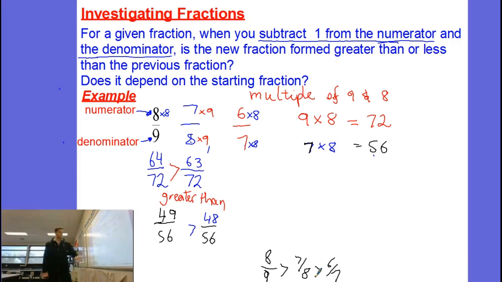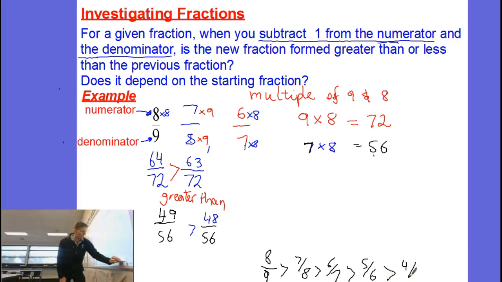So would that always occur? Would the next fraction, 5/6, be smaller and the previous one greater? And then would 5/6 be greater than a new fraction we formed, 4/5? This is something that I'm going to pose to you guys to go further now to investigate. Are the new fractions we form always less than the previous one that we had? And does it depend on the starting fraction?